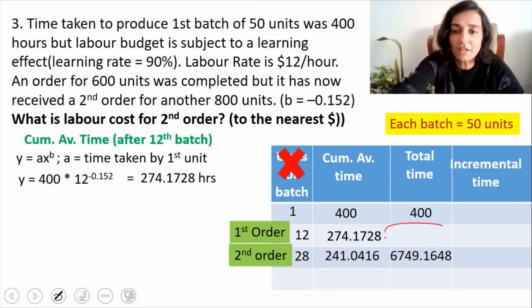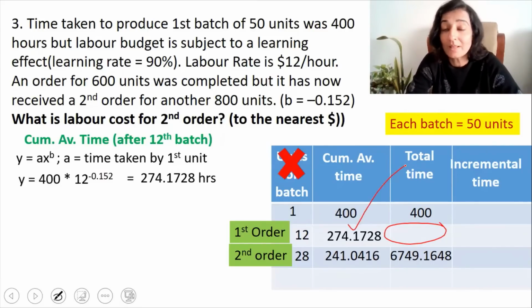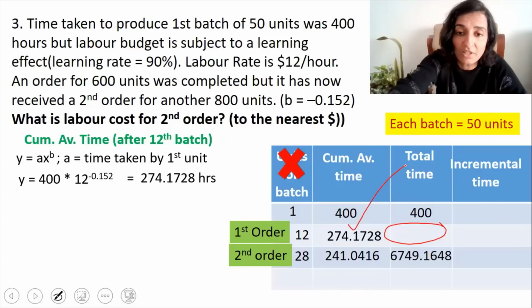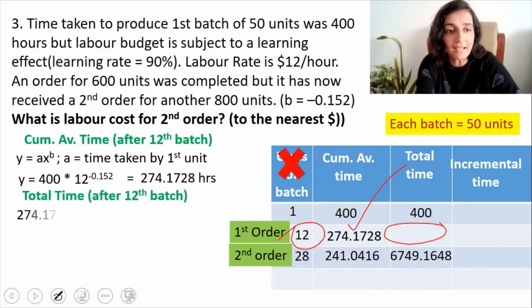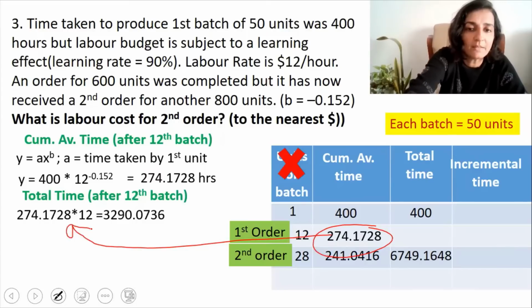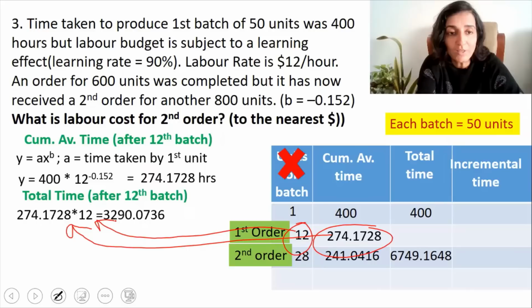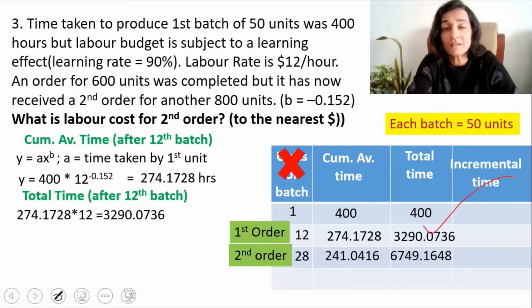Now it is very easy to find out the total time. How do we find out the total time? It's just 274.1728, which is the cumulative average time multiplied by 12. That is the number of batches. So total time after the 12th batch, it's 274.1728, that's coming from here, multiplied by 12, that's coming from here. So we get the total time as 3290.0736. So we fill that in the total time column.